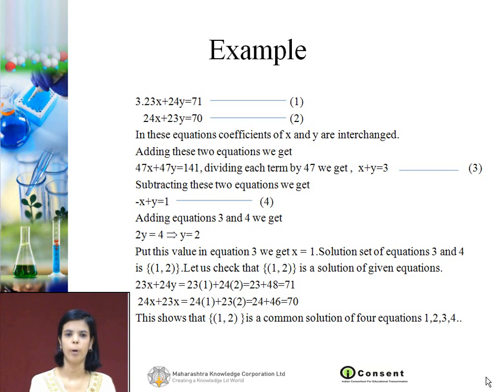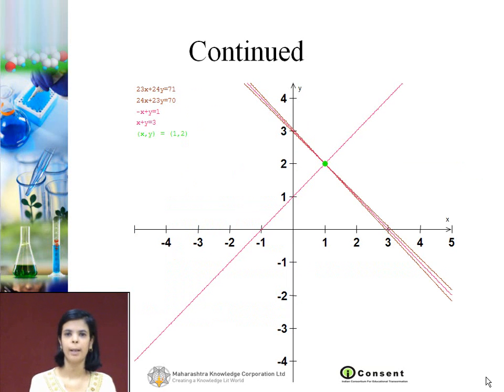23x plus 24y is equal to 23 into 1 plus 24 into 2, which is equal to 71. And 24x plus 23y is equal to 24 into 1 plus 23 into 2, that is equal to 70. This shows that (1, 2) is a solution of all four equations 1, 2, 3 and 4. This can be shown graphically.